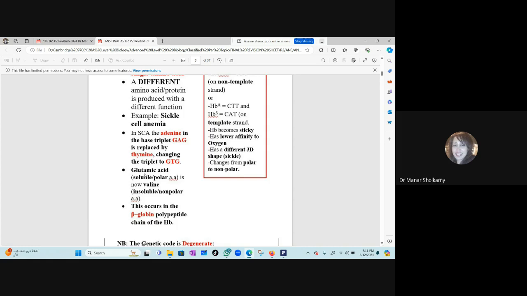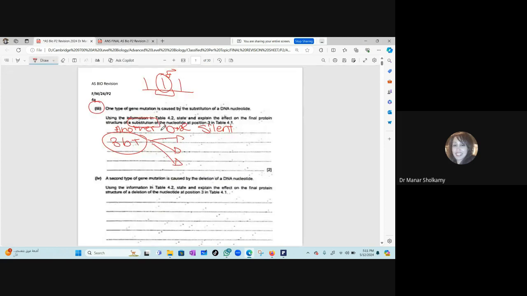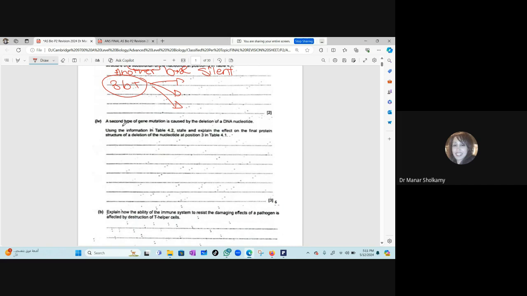Here, it's all written in your notes. The glutamic acid is soluble or polar, is now valine, that is insoluble or non-polar. Okay, going back to the question, we are revising everything. Here, this also March 24, use the information in the table, state and explain the effect on the final protein structure of a deletion.